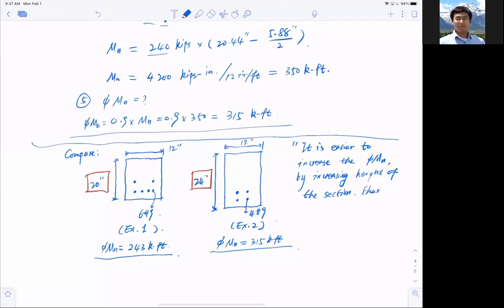Then adding more bars. Okay. So whenever you are trapped into the member being inadequate, what you want to do first is not just blindly throw the bars in, but take a look at the structure to see if you can increase the section or not. Because that's always the safer, easier, more effective way to go.